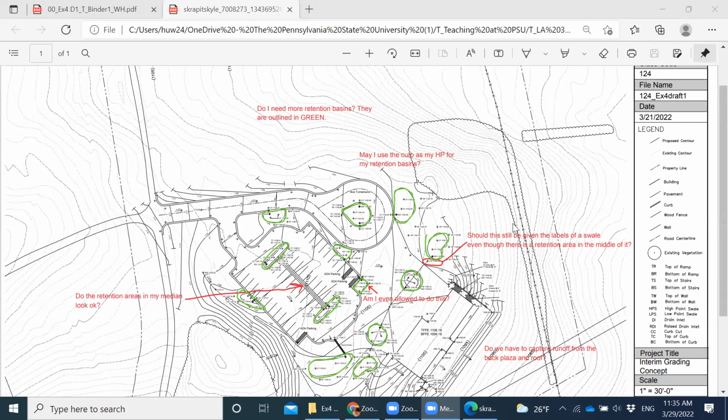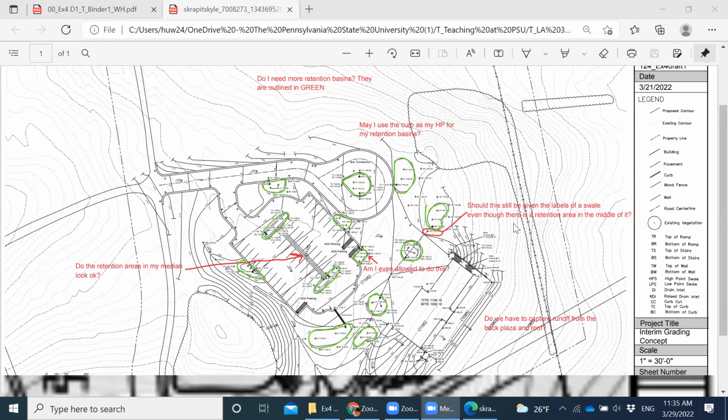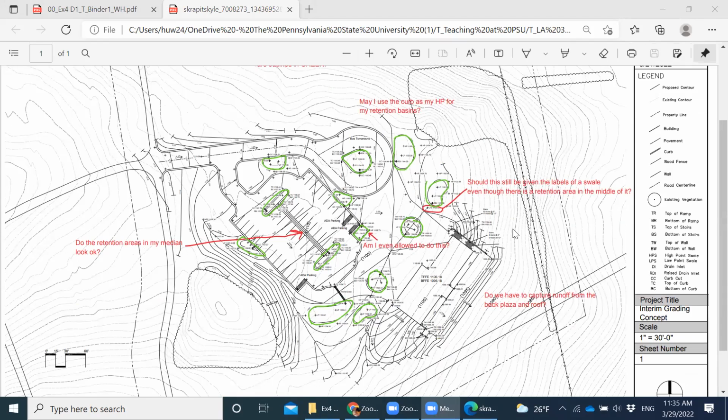Do I need more retention basins? Okay, let's definitely take a look at that. May I use the curve as my AP? Yes. Should this still be given the labels of swale, even though? Nope. We talked a little bit about that. Do we have to capture runoff from the black spot? Yes, yes, we do. And am I even allowed to do that? We'll take a look. Do the medians look okay?